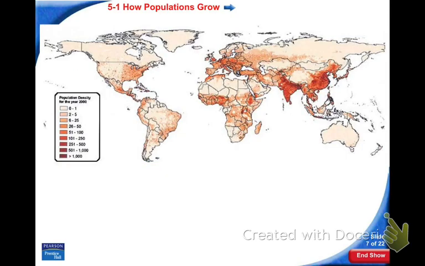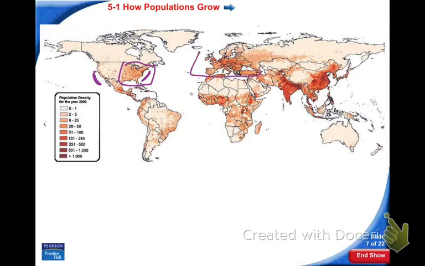Where are the people of the earth distributed? If you look at density, the darker the color, the greater the population density. And you'll see, where are most of the people in the United States? Most of the people in the United States are on the coast areas. And of course, the eastern half of the United States is a lot more densely populated than the western half.